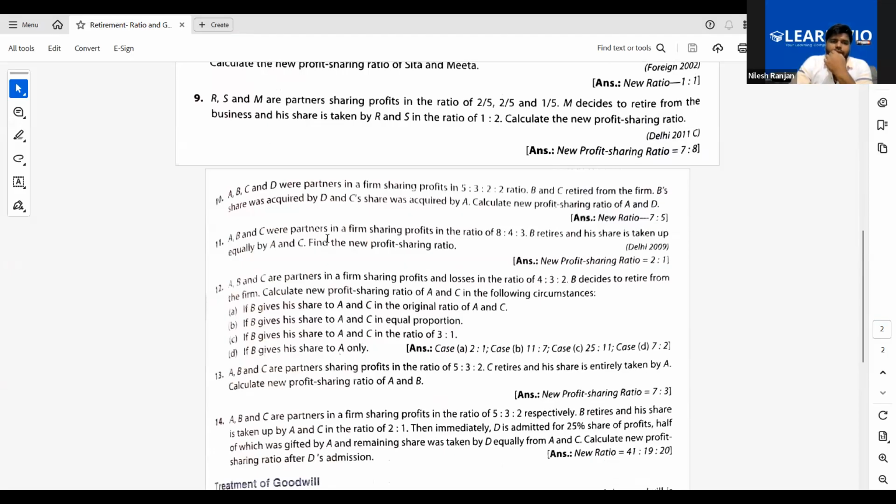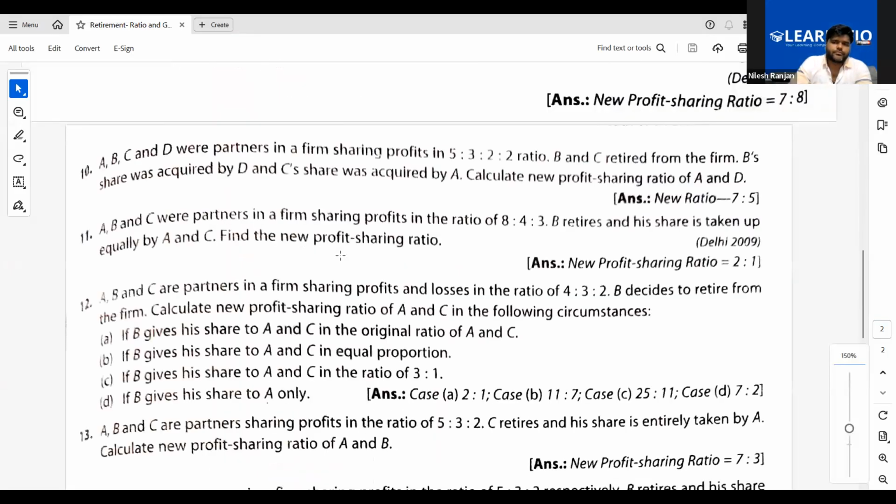Okay, question number 11. Can you see the question? Question number 11. Yes. Okay, please solve this question.